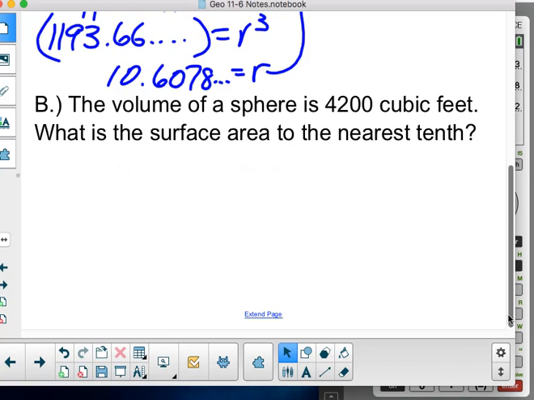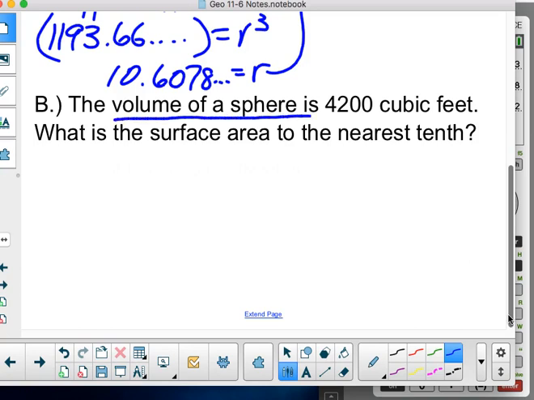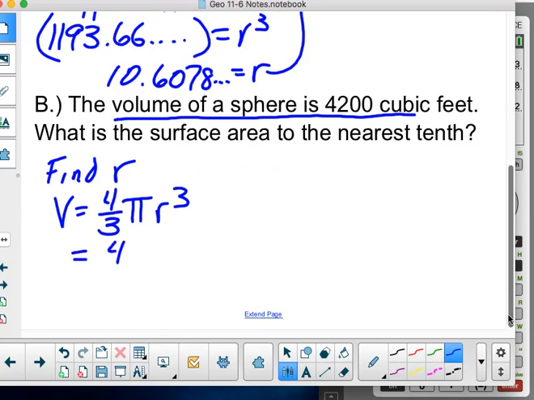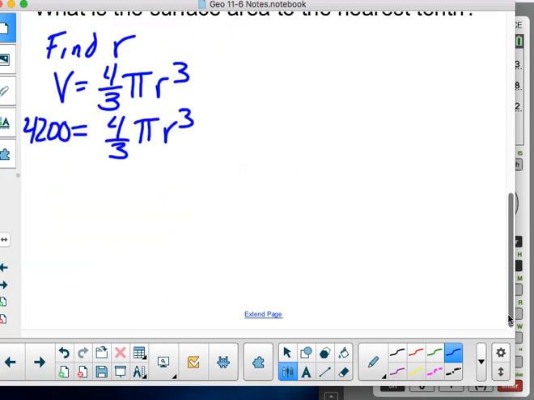Okay, welcome back. We're looking at surface area. To get surface area, we must take our volume that we're provided. So find r, a pirate's favorite letter. Well, one of the pirate's favorite letters. X is a good one too. But volume is 4/3 pi r cubed. And I know that my volume is 4,200. I got 4/3 pi r cubed.